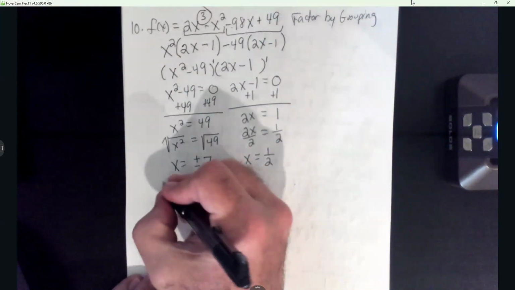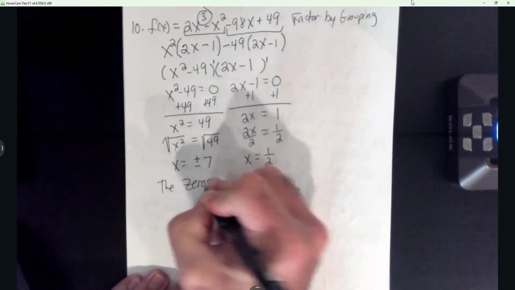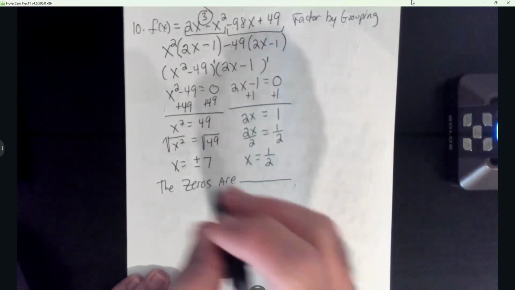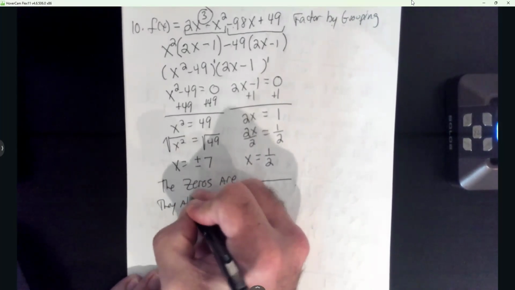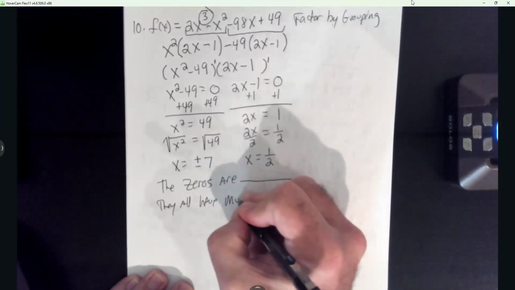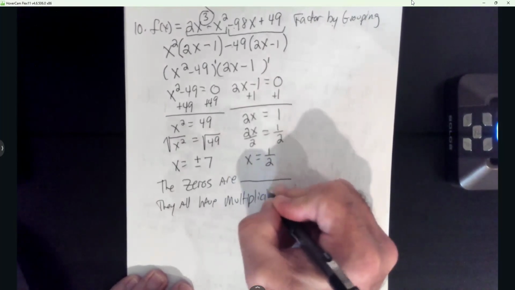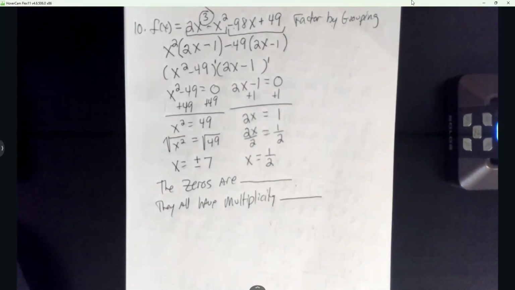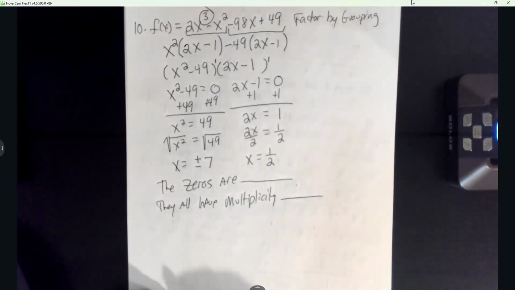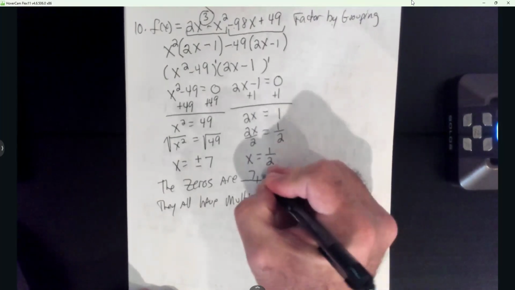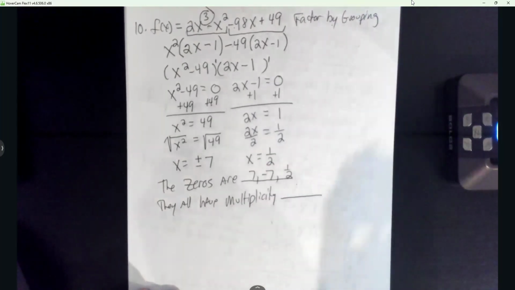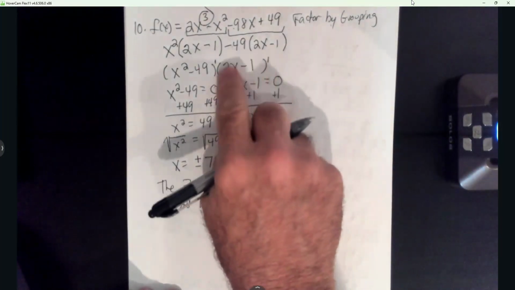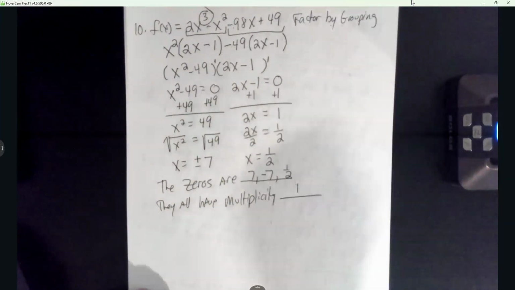So for this one, the zeros are blank. They all have multiplicity blank. All right, y'all. So let's see. My three zeros were what? 7, -7, 1/2. And then we said they all had multiplicity. What'd y'all tell me up here? 1 on that one, okay?